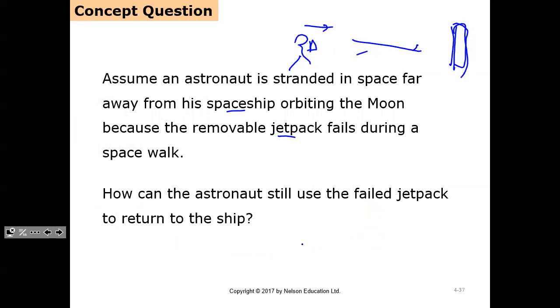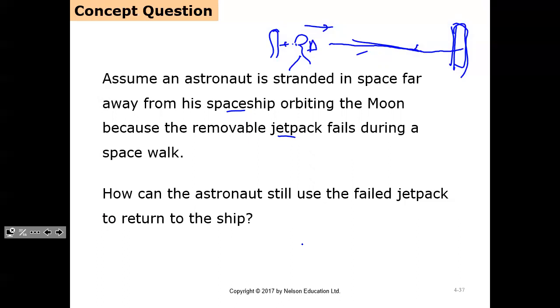There is no air resistance, nothing. So he pushed the jetpack, he gave a force to the jetpack with his hand. Then in return, by Newton's third law, the jetpack will give a force on his hand in the opposite direction. That small force is enough to give him a small velocity. No matter how small it is, he will keep that velocity, and provided it is in the correct direction, he will come to the spaceship.